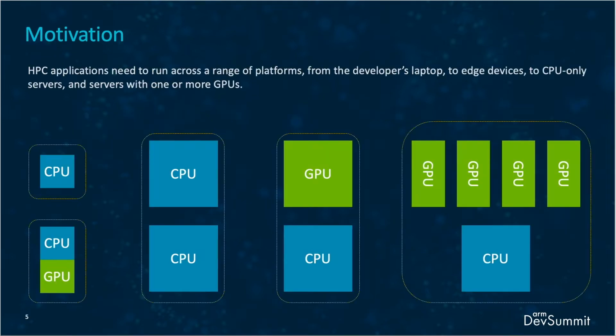The motivation for a lot of the things done in my group is that HPC applications need to run across a wide range of platforms, from the developer's laptop to edge devices to CPU-only servers and servers with one or more GPUs. One of the things that we're trying to make possible in our software tools right now is not just to solve a CPU programming problem across a wide range of implementations, or a GPU programming model problem across a wide range of implementations, but a parallel computing problem that spans both architectures.